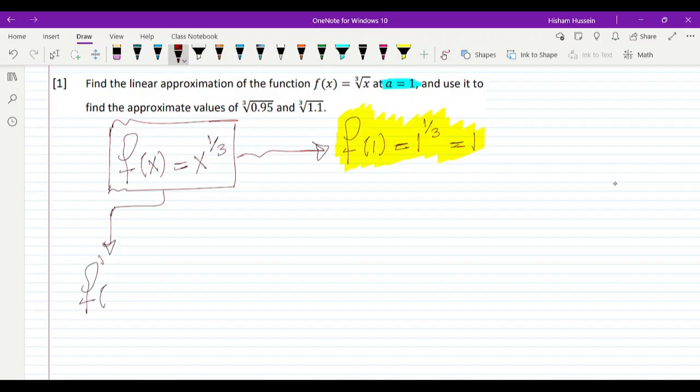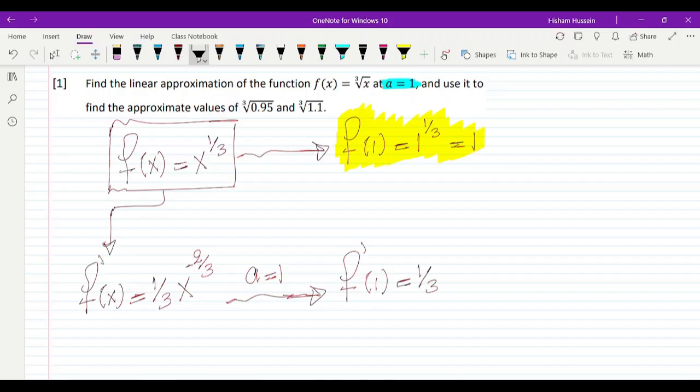F dash of x here will be 1 over 3 x to the power negative 2 over 3, and then substitute with the x coordinate of the point of tangency. Here replace x with a equals 1 to get f dash of 1 is 1 over 3. Now collecting this f dash of 1 and f of 1, write the expression of the linear approximation for this function at x equals 1.